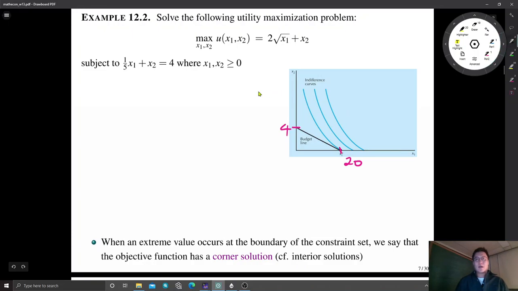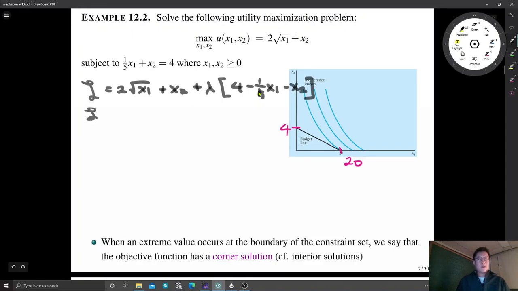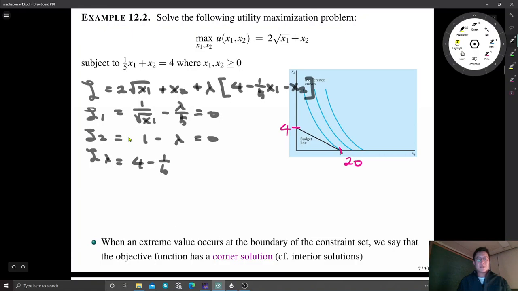Then we start with the Lagrangian. L is 2 square root of x1 plus x2, plus lambda multiplied by the constraint, x1 minus x2. To find stationary points, we compute the partial derivative with respect to each variable. L sub 1 is the partial with respect to x1, L sub 2 with respect to x2, and L sub lambda with respect to the Lagrange multiplier. L sub 1 is 1 over square root of x1 minus lambda over 5, set equal to 0. L sub 2 is 1 minus lambda, and L sub lambda is the constraint.